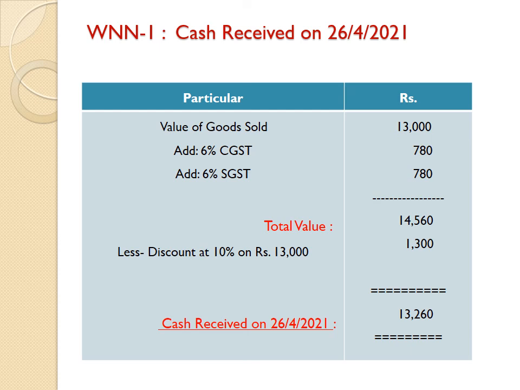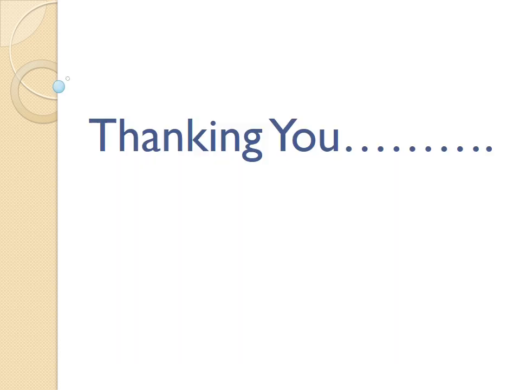14,560 less 10% cash discount of value of goods sold. So value of goods sold is 13,000. 10% of it 1,300. So that is deducted from the total value. So the amount that came on account of cash received on 26 April 2021 is rupees 13,260, and that is recorded in the journal entry which was passed on 26 April 2021.